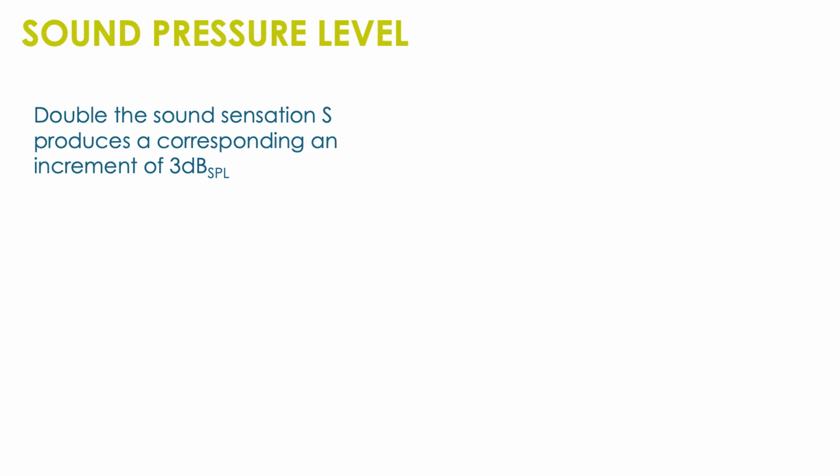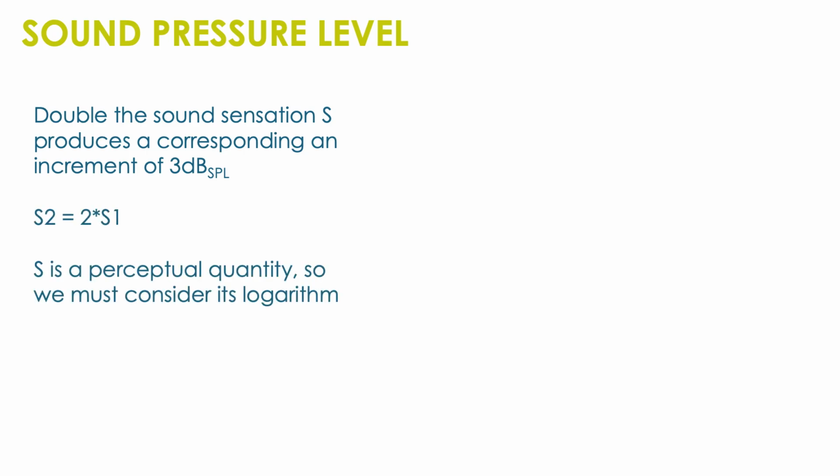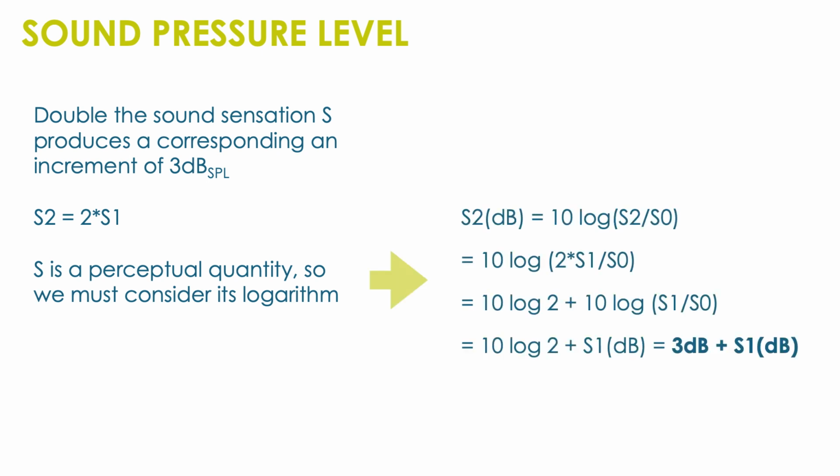So let's consider the sensation S2, which is actually in decibels since it's a sensation. It's equal to 10 log S2 over S0, which is actually 10 log 2 multiplied by S1 over S0, which is 10 log 2 plus 10 log S1 over S0, which is actually 10 log 2 plus S1, because 10 log S1 over S0 is nothing more than the sensation S1 in decibel. So the final result is 3 decibel plus S1 in decibel.